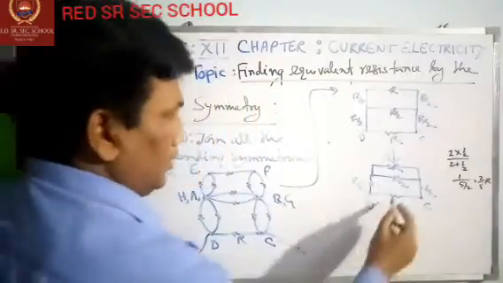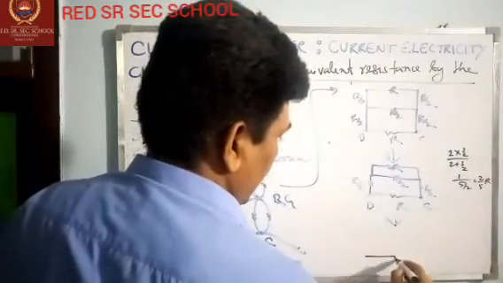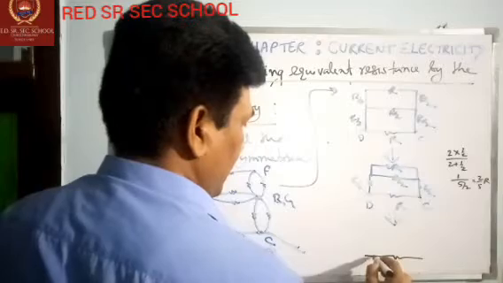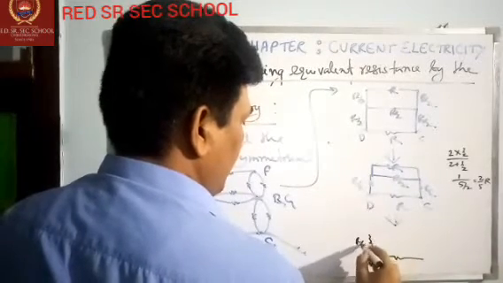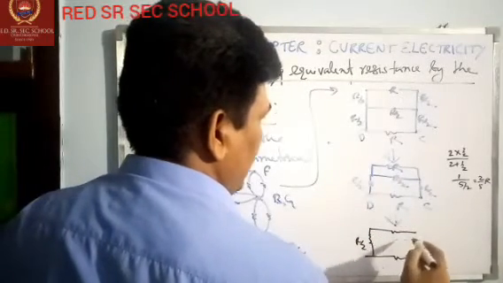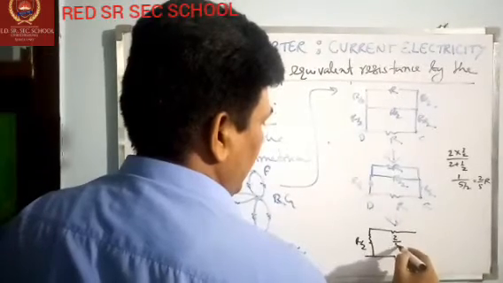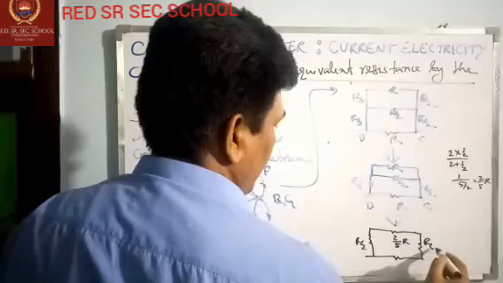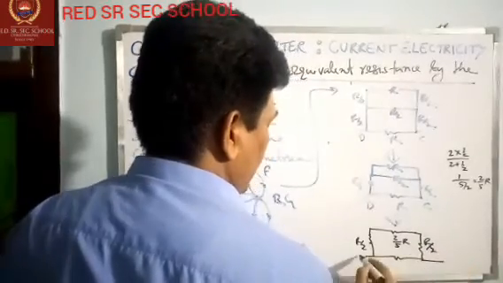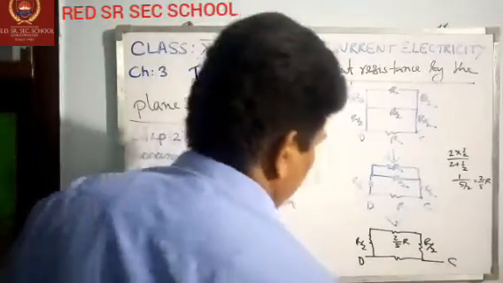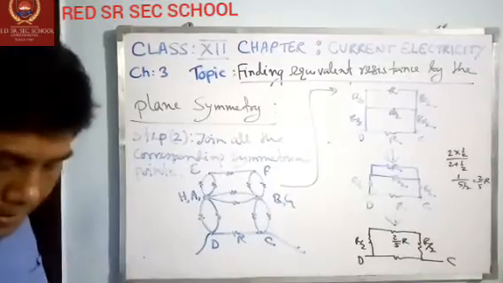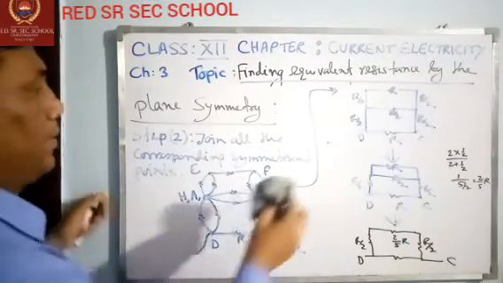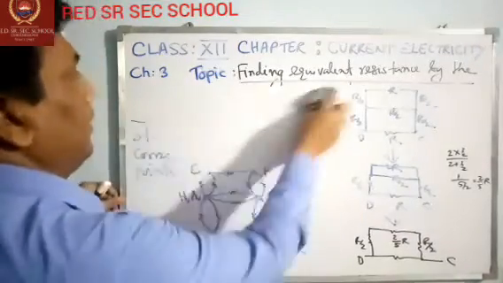Okay, so what will be the equivalent? This is R, this is R by 2, and this is 2 by 5R. This is R by 2. This is D and C. Are you getting my point? Okay. I need some space. I am going to rub it.